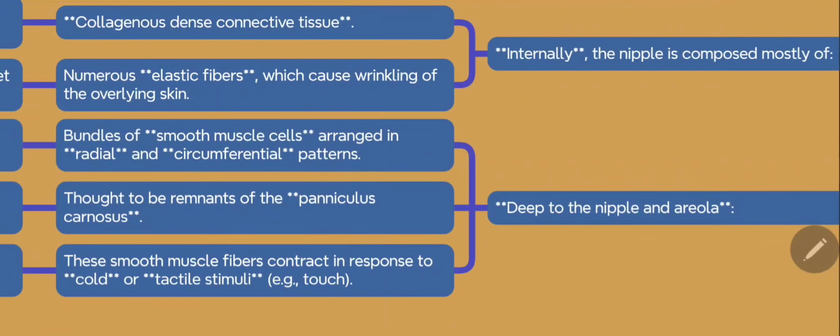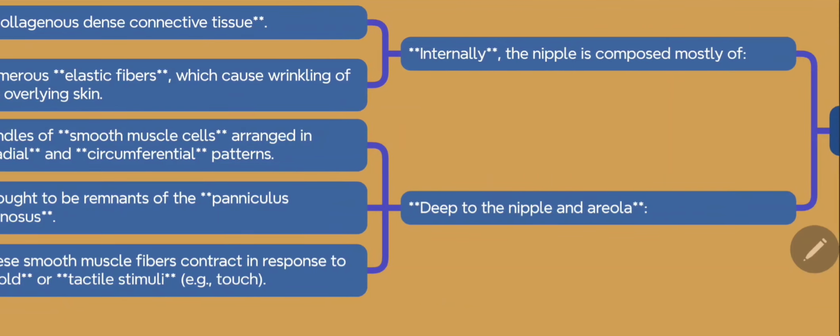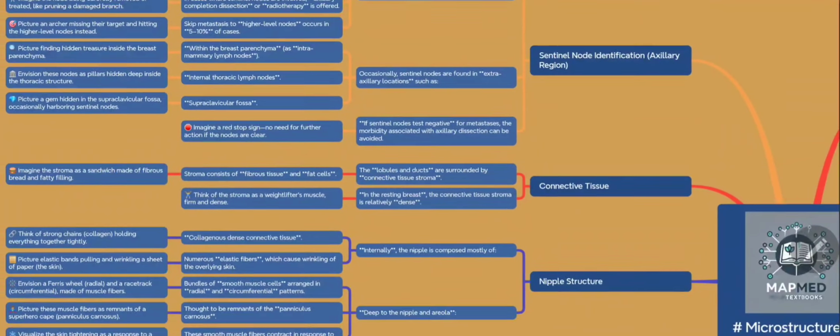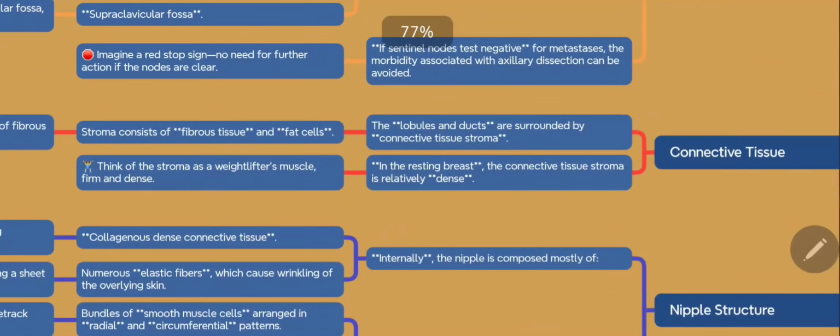So three points regarding the deep part of the nipple and areola. You have numerous elastic fibers, and there are smooth muscle cells which are arranged radially and circumferentially, and the smooth muscle fibers contract in response to cold or tactile stimuli. Okay? Right, that's nipple structure. Then we are going to the connective tissue in the breast.